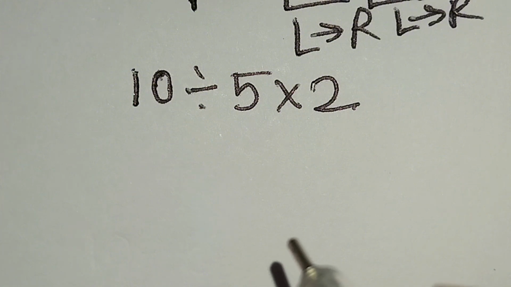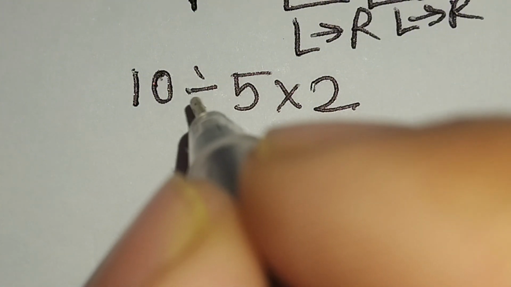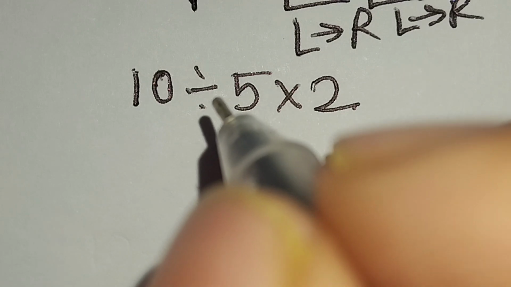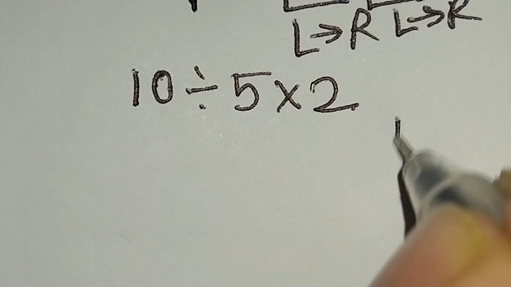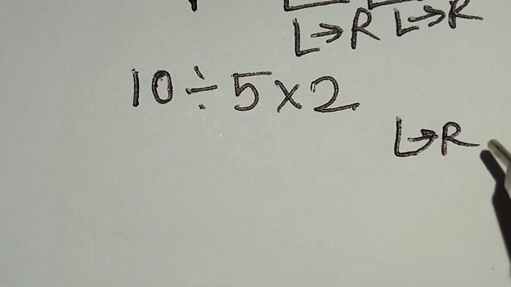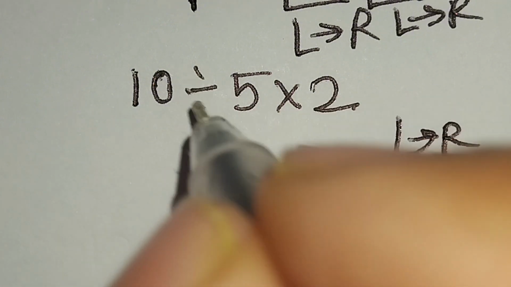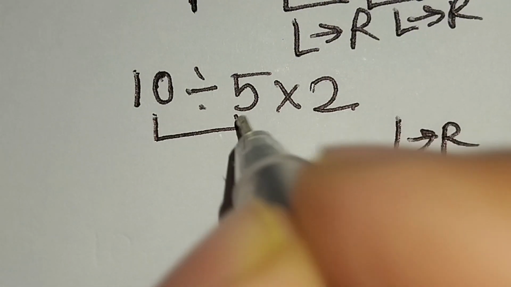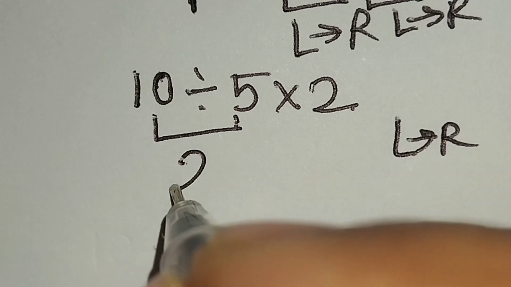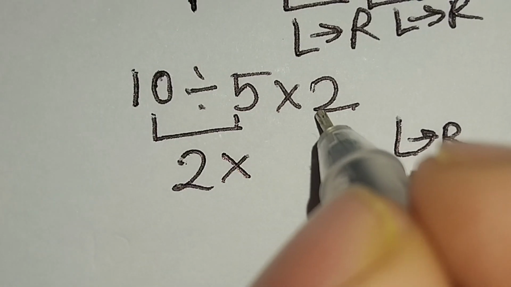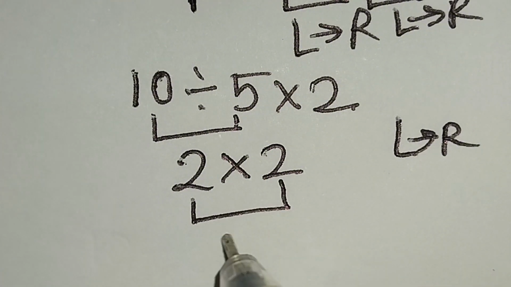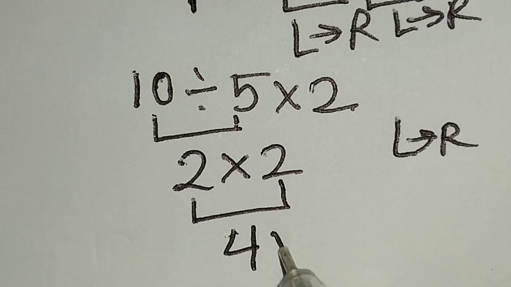According to the order of operations, now I have to work with this division, because multiplication and division have the same priority and we have to work left to right. Therefore, at first we have to work with this division, then this multiplication. Here, 10 divided by 5 gives us 2. Multiply this 2. 2 times 2 gives us 4. And this is the correct answer.